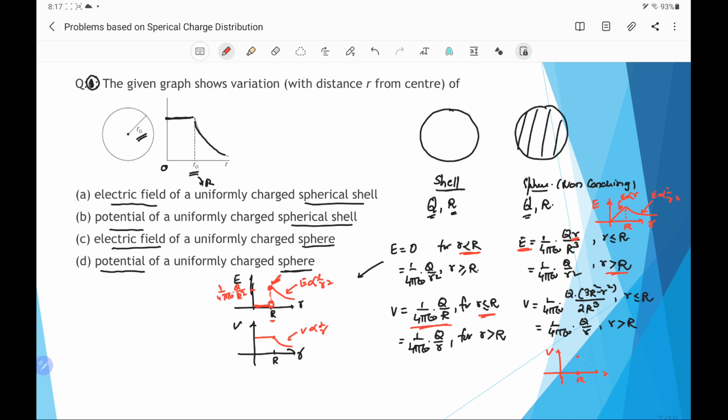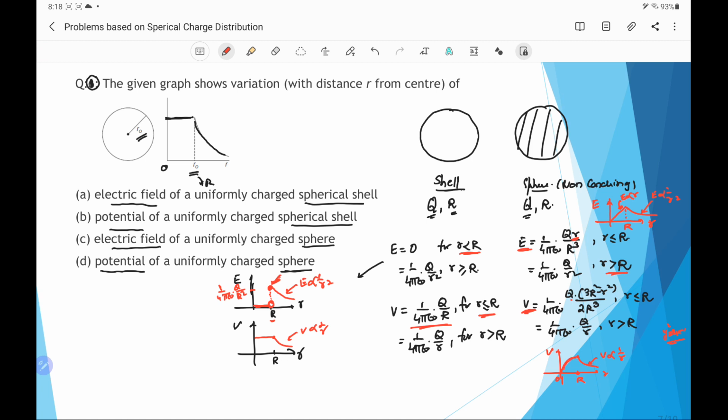At r value, after r value, the potential decreases with v proportional to 1 by r, and before that, from 0 to capital R, the potential is q into 3R square minus r square by 2R cube. Here it is a quadratic equation, like y square equal to 4ax. So here y equals some coefficient and it is a minus x square. That means it is a parabolic equation, and the coefficient of r square is negative, so it is a parabola with downward opening.